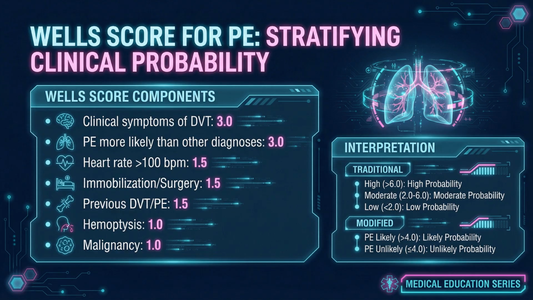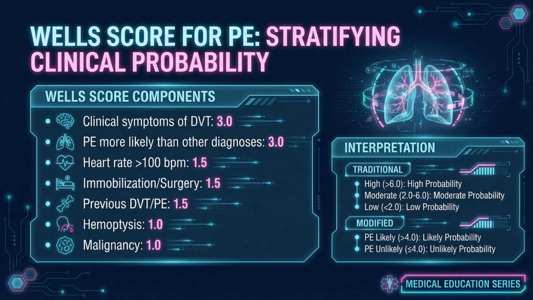A heart rate above 100 beats per minute adds 1.5 points, as tachycardia is a common physiological response in PE. Immobilization or recent surgery within the past 4 weeks, and previous history of DVT or PE, each contribute 1.5 points as well, reflecting known risk factors for thromboembolism. Hemoptysis adds 1 point, since coughing up blood can indicate pulmonary infarction or vessel injury. Lastly, active malignancy adds 1 point, due to the hypercoagulable state cancer induces.